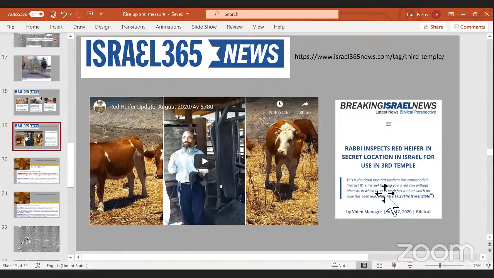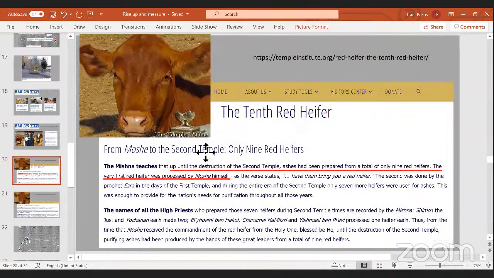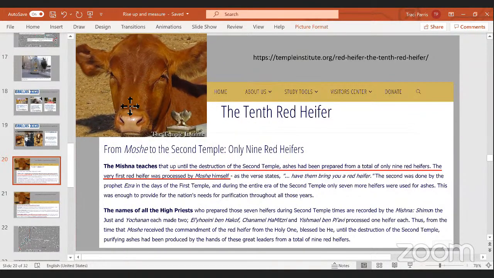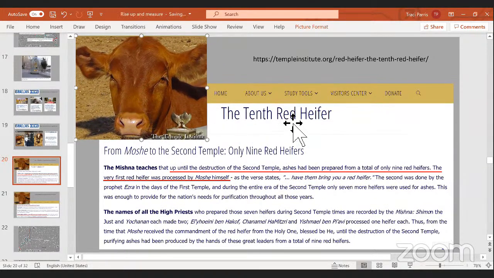Rabbi inspects red heifer in secret location in Israel for use in third temple. I know since 2015 they've had candidates. Some of them have been ruled out and some of them have not. And this is from the Temple Institute. It's the 10th red heifer from Moshe to the second temple, only 9 red heifers. Up until the destruction of the second temple, ashes had been prepared from a total of only 9 red heifers. The very first red heifer was processed by Moshe himself.